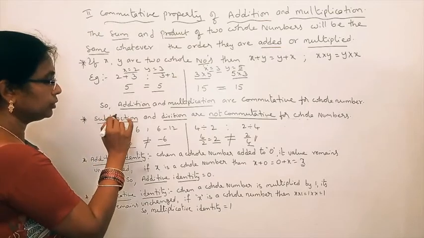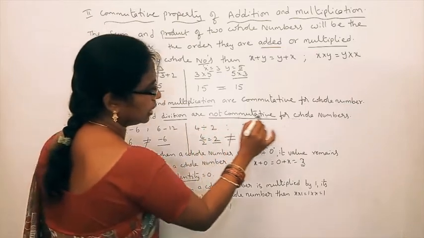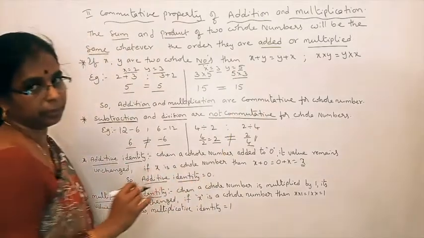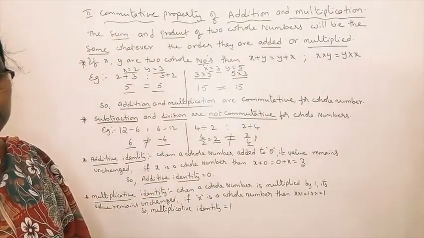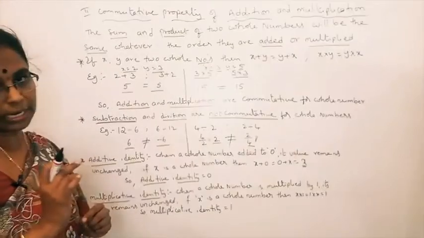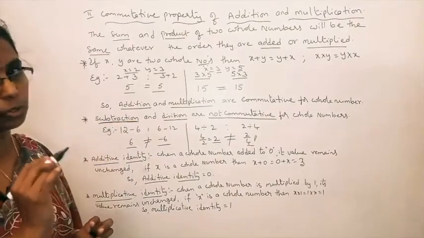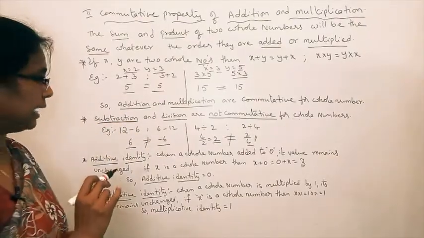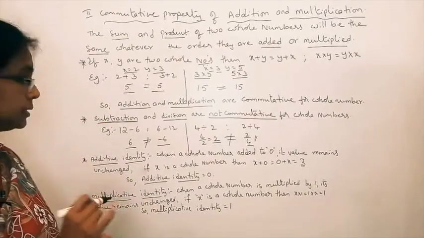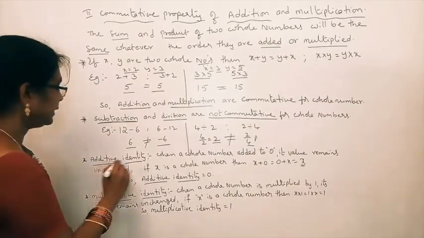Now you have to remember that subtraction and division are not commutative for whole numbers, while addition and multiplication are commutative for whole numbers. Like that, in the closure property also, addition and multiplication are closed under whole numbers, and subtraction and division are not closed for whole numbers. Same as in the commutative property. Next, additive identity.